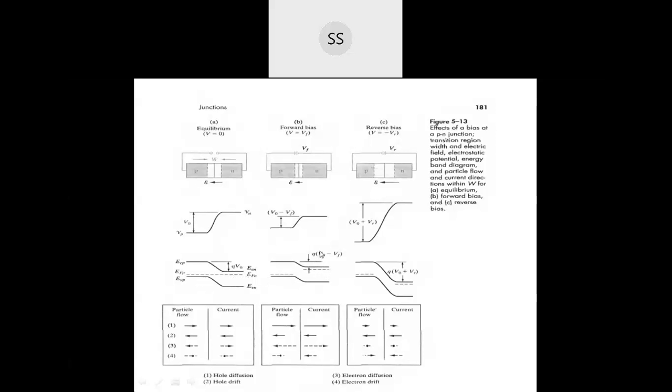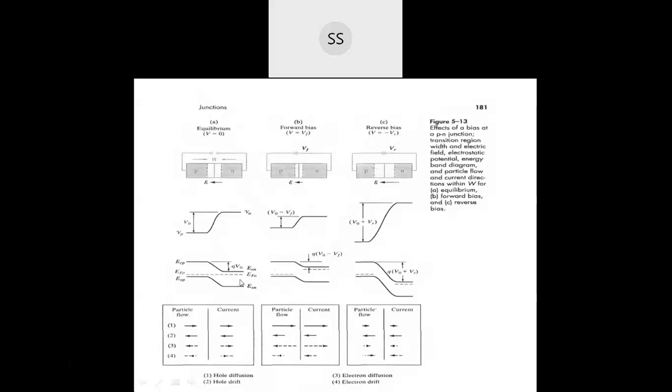Okay, so therefore this entire V naught part is now reduced by an amount VF. Q into V naught minus VF. In the equilibrium condition, its value was simply V naught, the built-in potential. Now the built-in potential is reduced, so the reduction is shown by minus VF. Q into V naught minus VF.